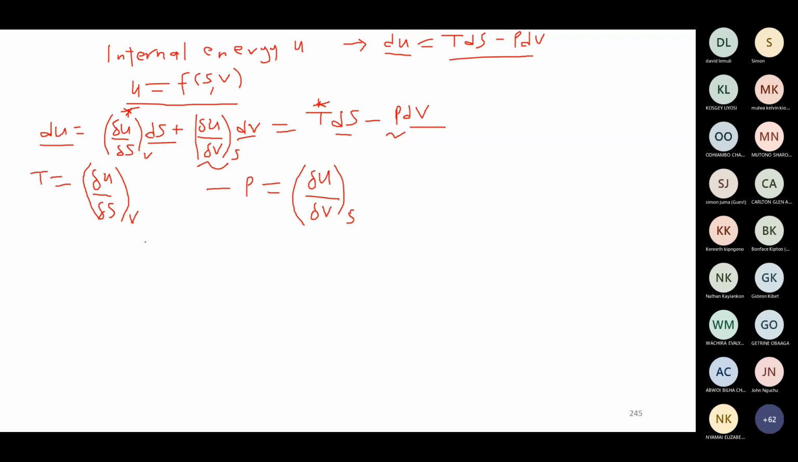When you consider this first one, you differentiate both sides of this expression with respect to V while keeping S constant.